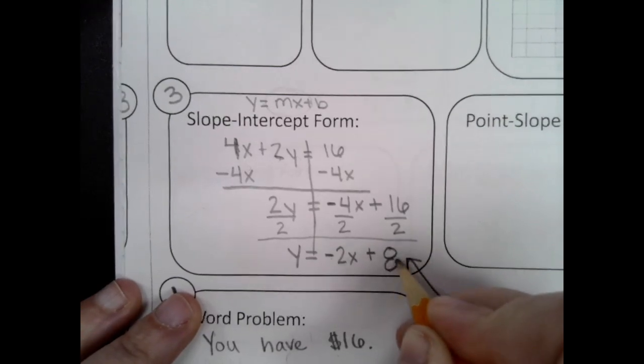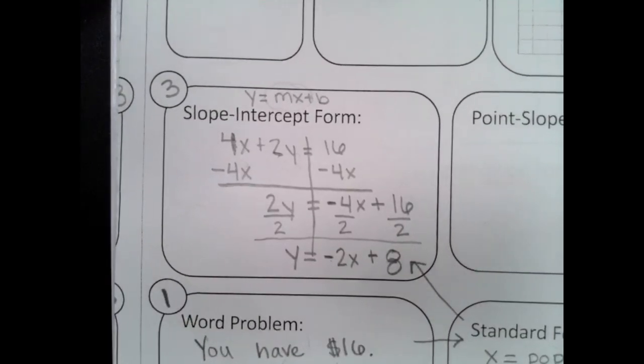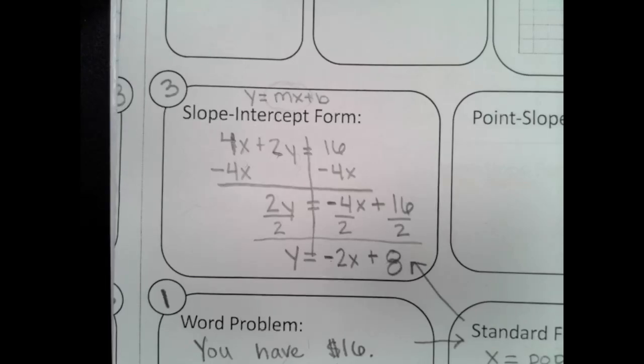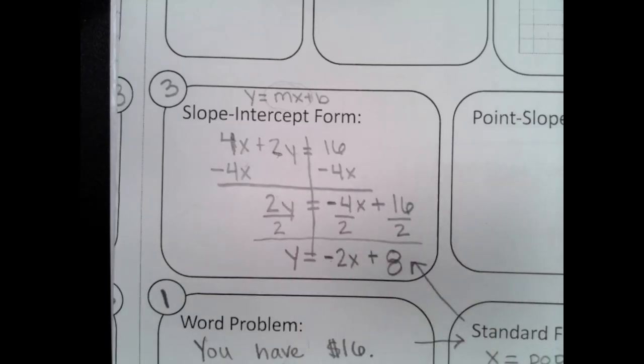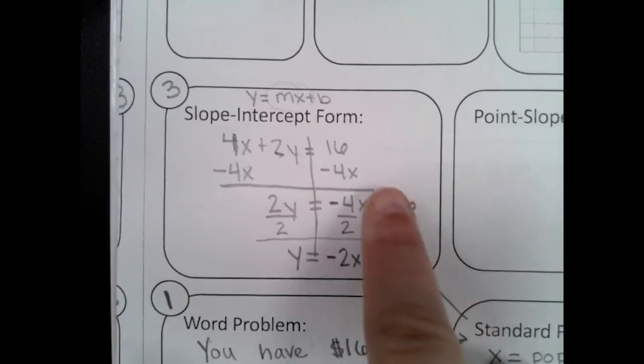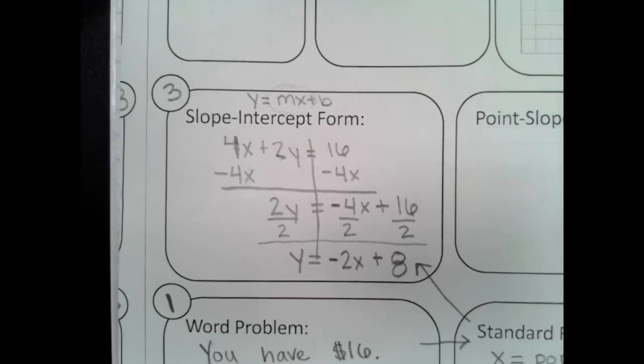So that's what's going to be on your test. If you're wondering where from this lesson is going to be on the test, this is most of what is going to be on the test from this lesson. It's going from standard form to slope-intercept form. Going from one to the other, which really you're just solving for y, which we've already done.